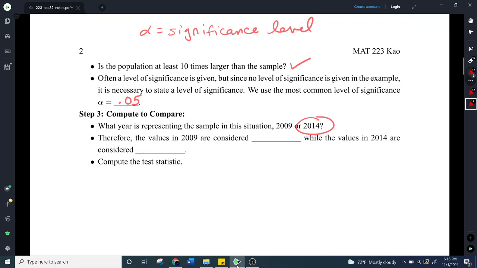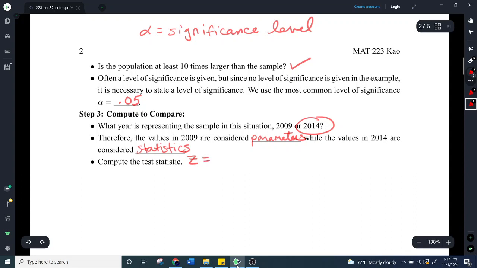Therefore, the values in 2009 are considered parameters, while the values in 2014 are considered statistics. Okay, just a little refresher: statistics go with samples, parameters go with populations. All right, it says compute the test statistic. Now, the test statistic, remember, is another name for your z-score.